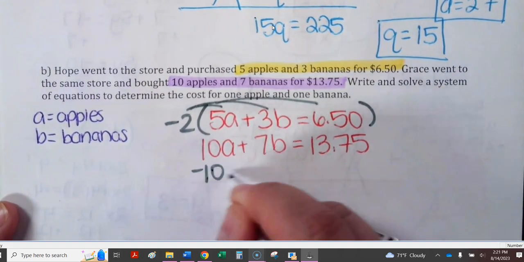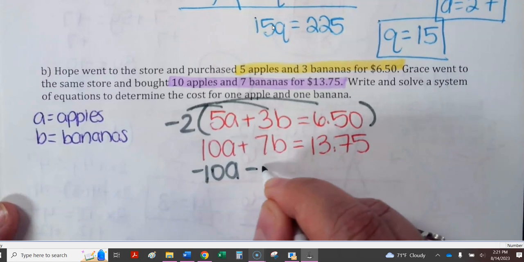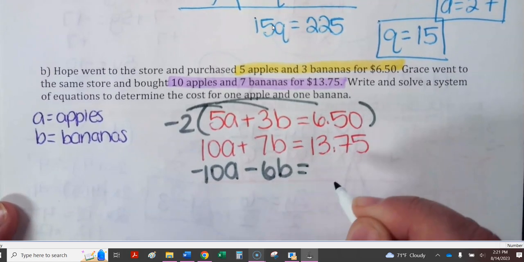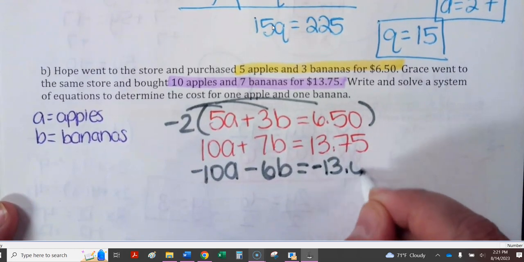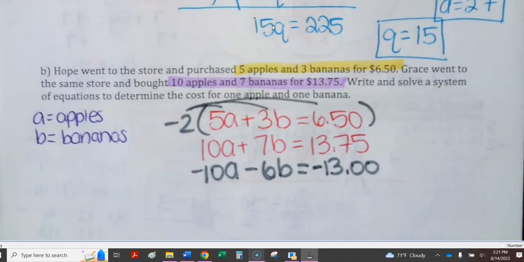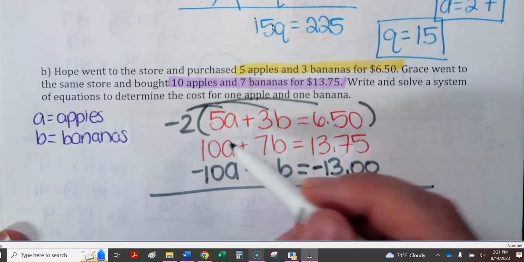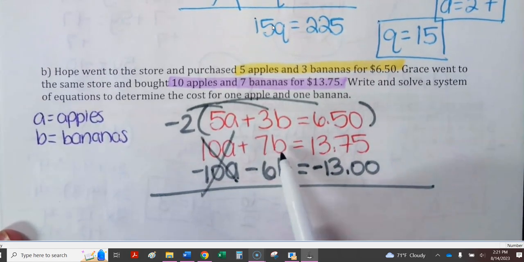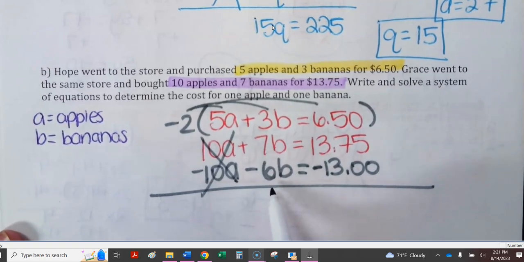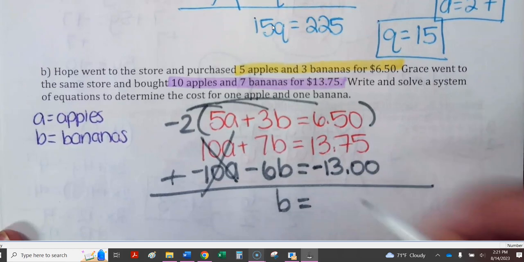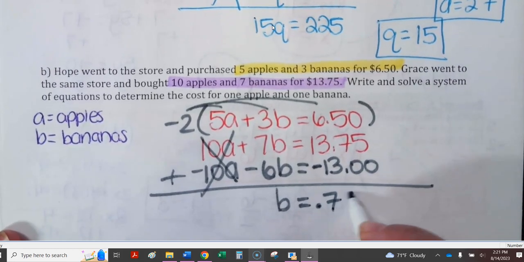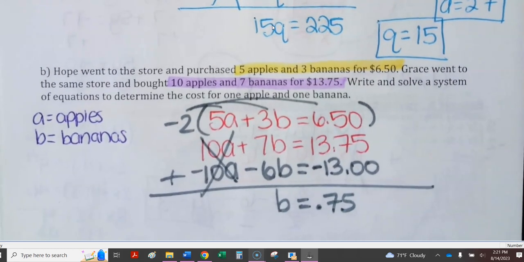Okay, so everybody here, and I'm just going to write it underneath this. You'd get -10A minus 6B, and then 6.50 times -2 is actually -13. I'll just put the decimal right underneath mine so it's a little bit easier to put together. That gets rid of your apples. And then this is actually really nice for us because we're not even going to have to divide. 7 plus a -6 would just be 1B, so I don't even have to divide. So this is going to give me the cost of the bananas. 13.75 minus 13 means the bananas are going to cost 75 cents.